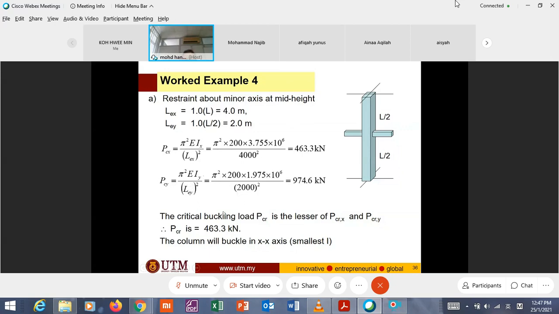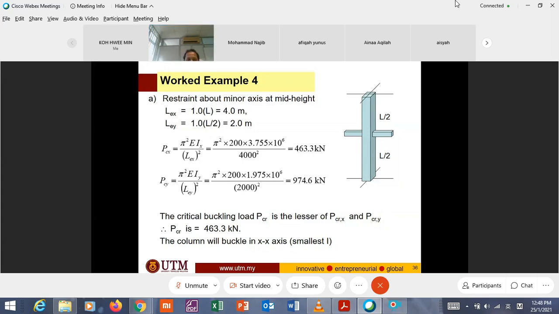Therefore, the critical buckling load PCR is the lesser of PCRX and PCRY, and PCR in this case is equal to 463. It happened to x-axis. Therefore, in this case, buckling about x-axis is more critical compared to y-axis, or buckling about major axis is more critical compared to minor axis.